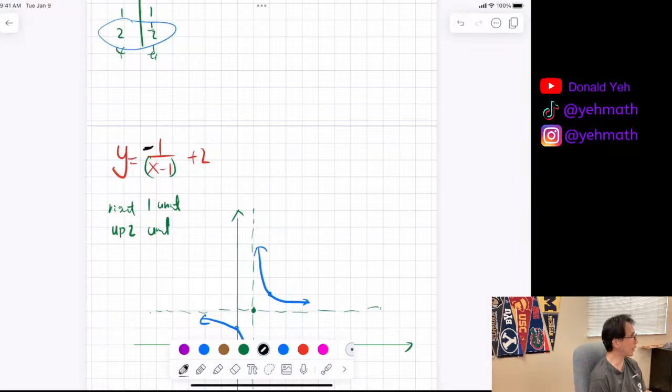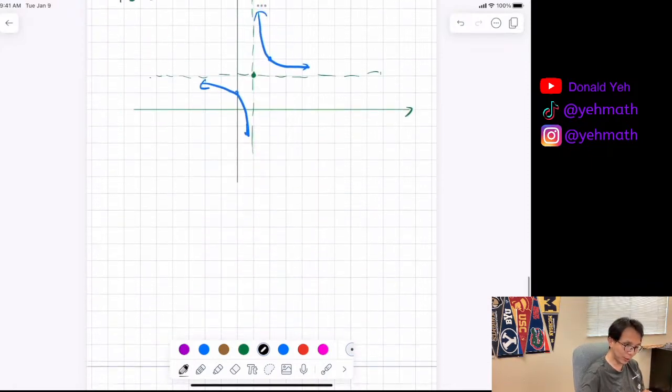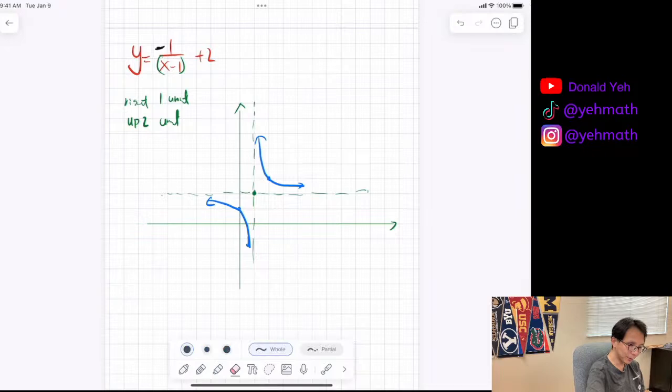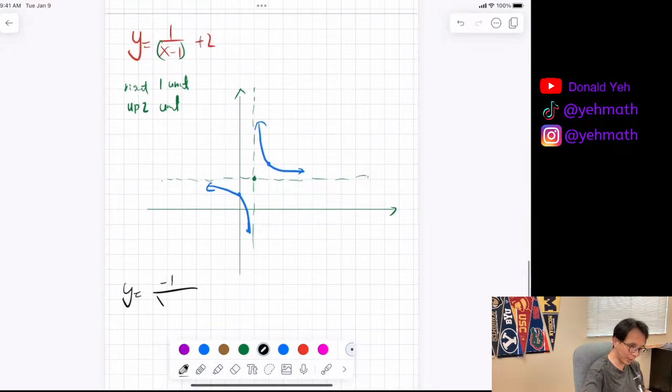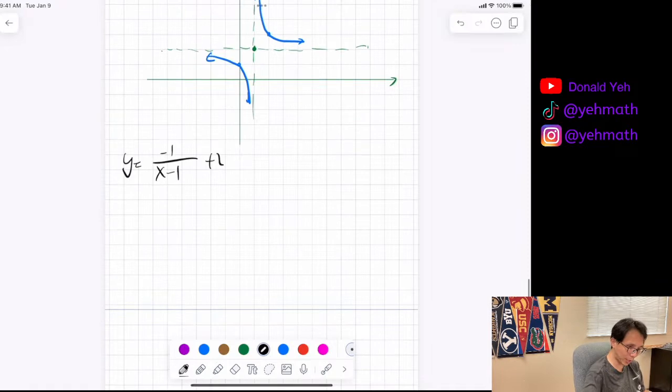Not across the Y. That's very risky. Ashton? Yes, across the anchor point. I love that. So imagine you have y equals -1 over x minus 1, plus 2. It's still the same transformations, right? It's still the same transformation.